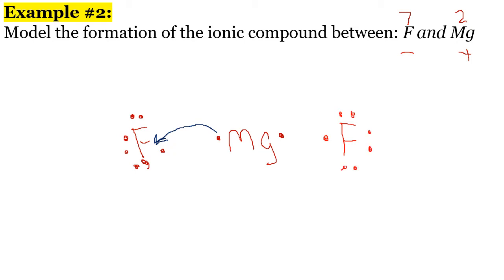And again, I'm going to draw another arrow here. So this other valence electron is going to go to the second fluorine, so that magnesium is losing all of its electrons and fluorine is gaining. Okay, so now let's write out what we have here. So we have one fluorine that has 8.